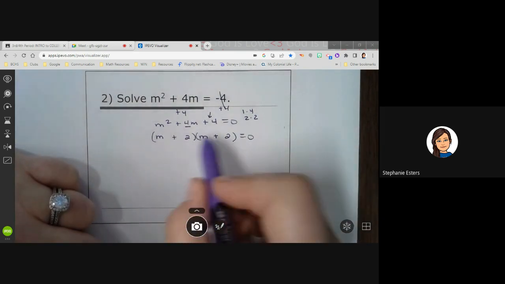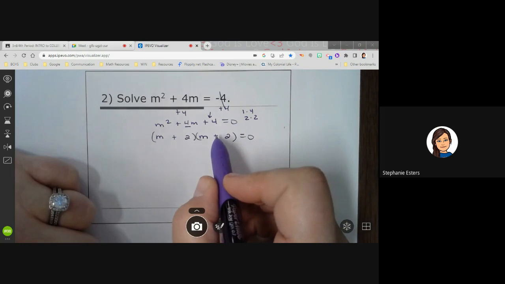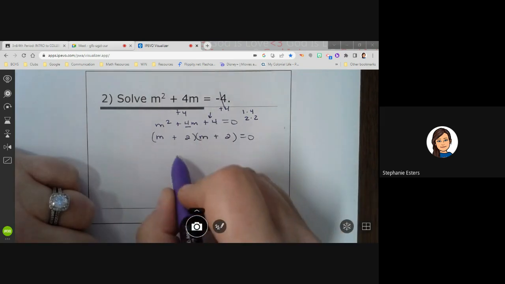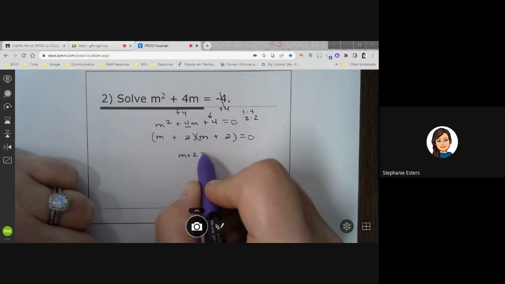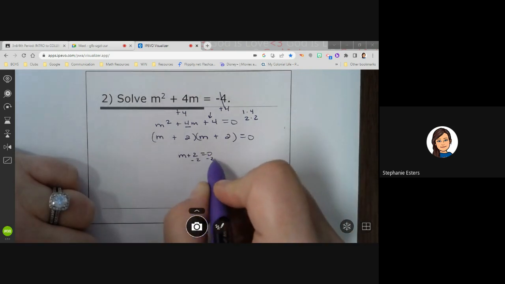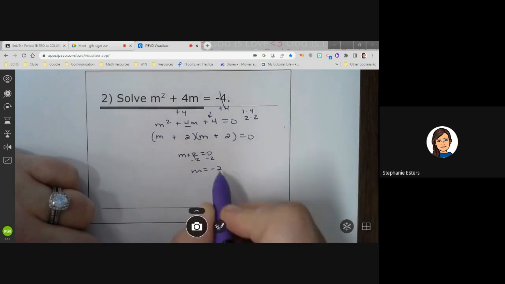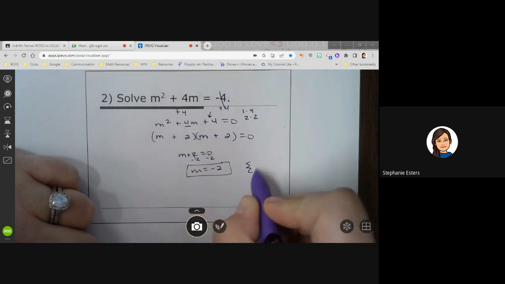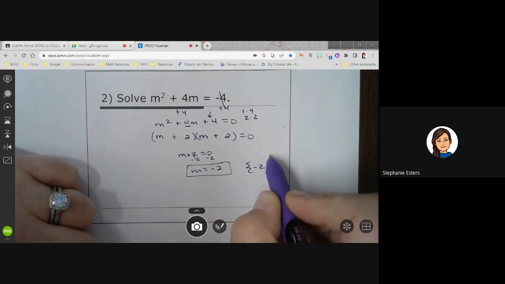Now, technically, we set both factors equal to 0, but guys, when the factors are the same thing, don't waste your time. If you put m plus 2 equals 0 here and then m plus 2 equals 0 here, you're going to get the exact same answer. Subtracting by 2, m is negative 2. You can write that as a solution set. Sorry, I got a little ahead of myself as well.